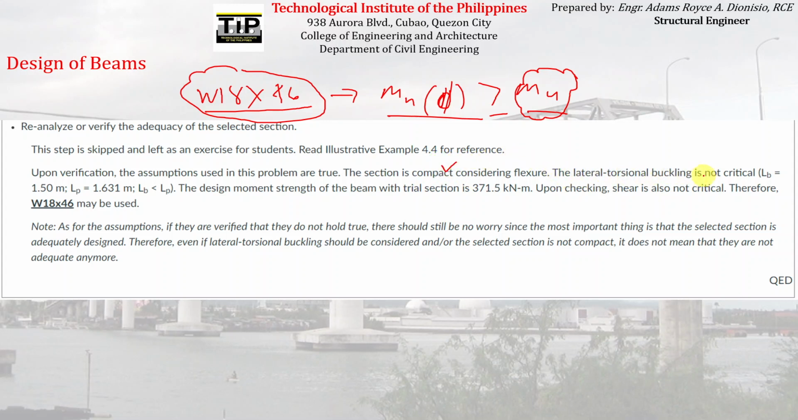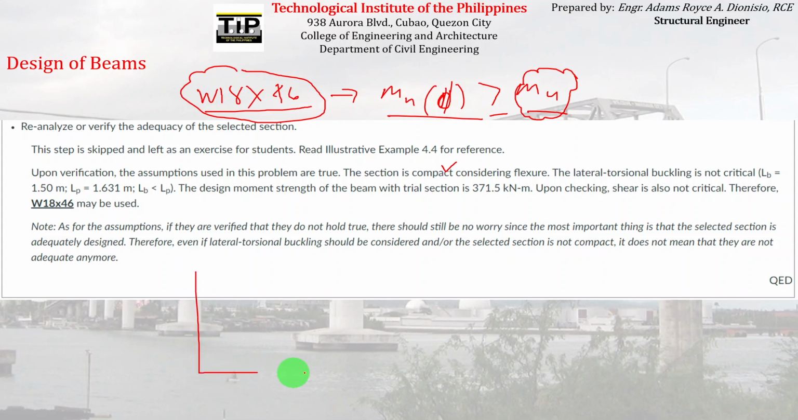The lateral torsional buckling is not critical. Lb is equal to 1.5, Lp is equal to 1.631. Therefore, Lb is less than Lp. If ever we also check the lateral torsional buckling, you can see that the Lb, which is equal to 6 over 4 or 3 halves or 1.5, is actually less than Lp, which is the limiting unbraced length for the non-criticality of lateral torsional buckling.